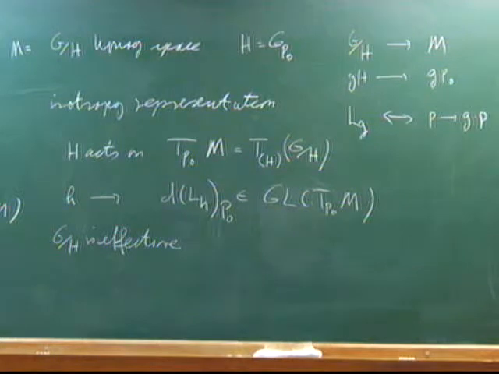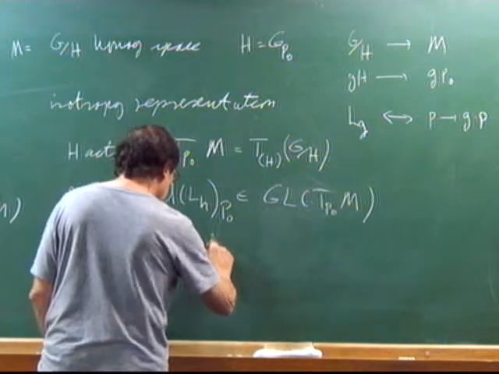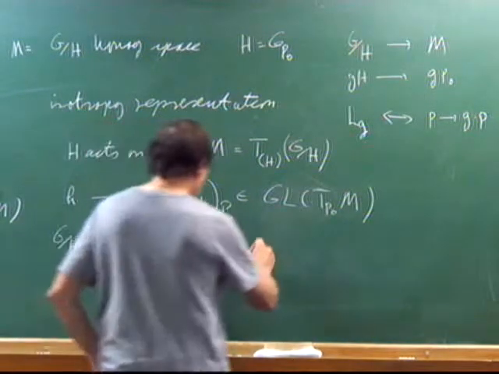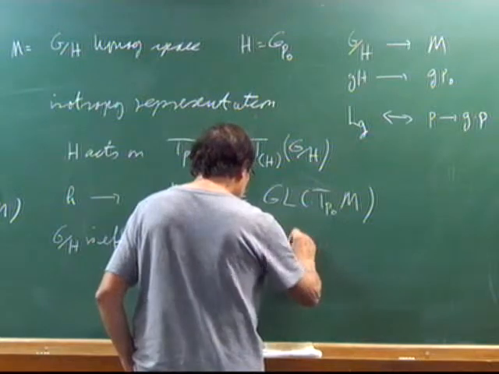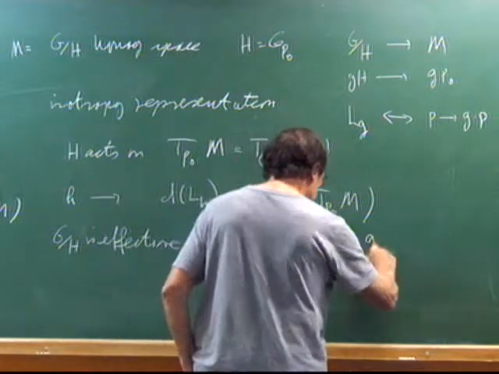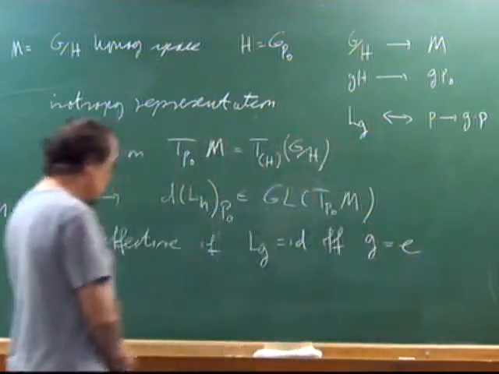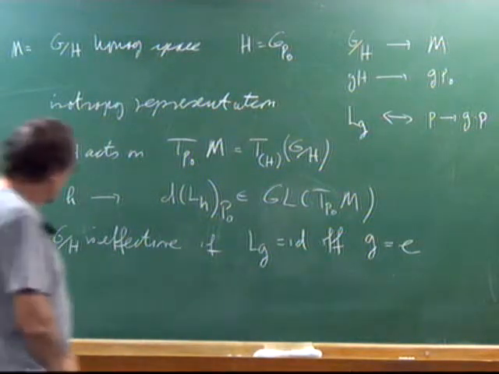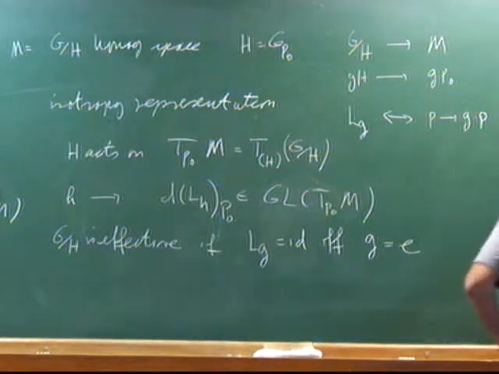So one has to be a little bit careful now. I forget if I discussed this issue or not, but there's a difference between G mod H being effective and this representation being effective. I may have mentioned this before. If I say the homogeneous space is effective, I mean that L_g is the identity if and only if g is equal to e. So everything acts on the manifold. Right?